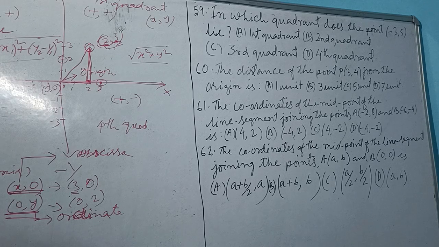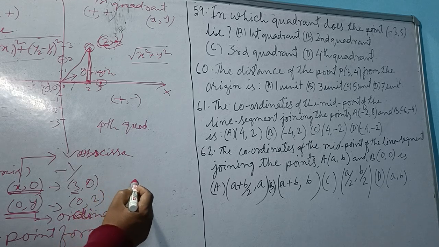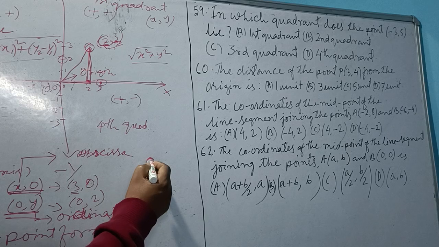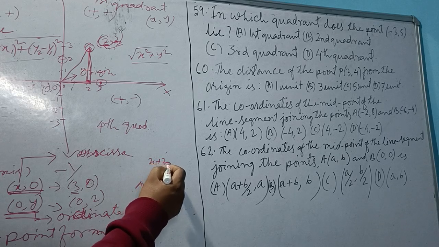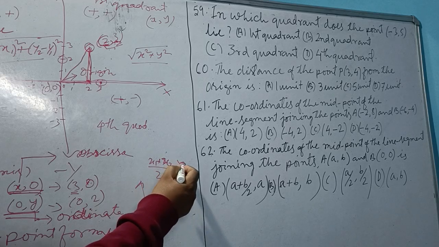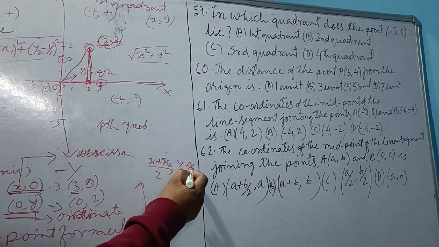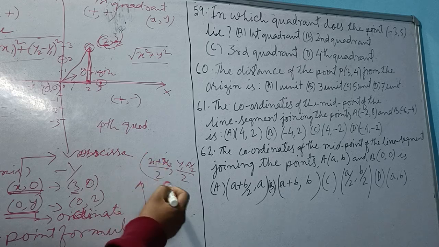Now the midpoint formula, just I'm writing the midpoint formula. So the midpoint formula is (x1 plus x2) divided by 2, (y1 plus y2) divided by 2. You have to remember this.